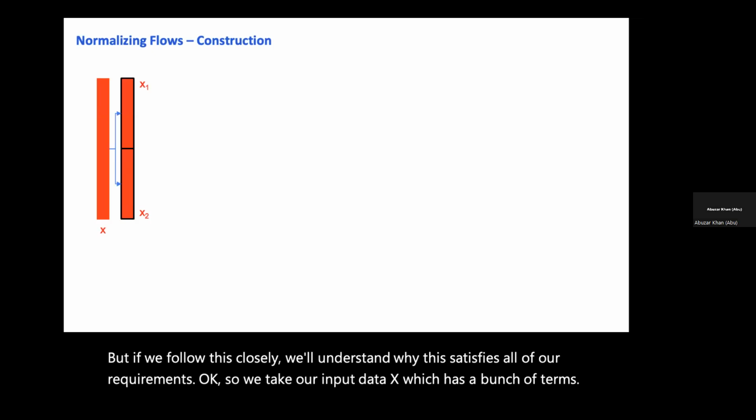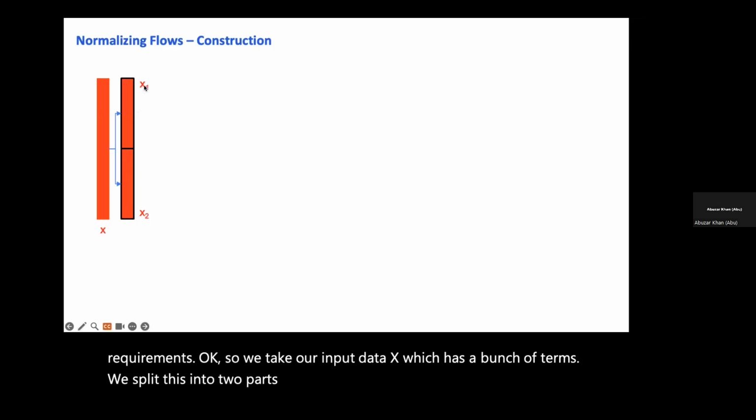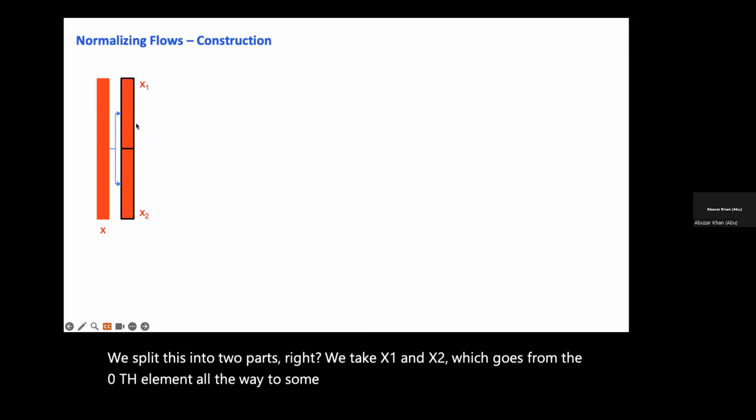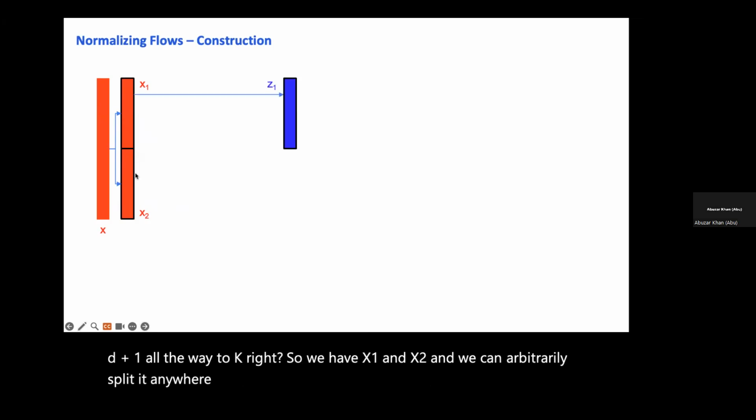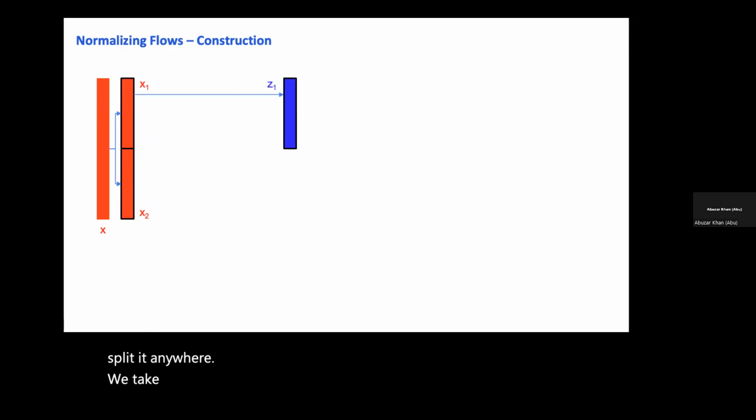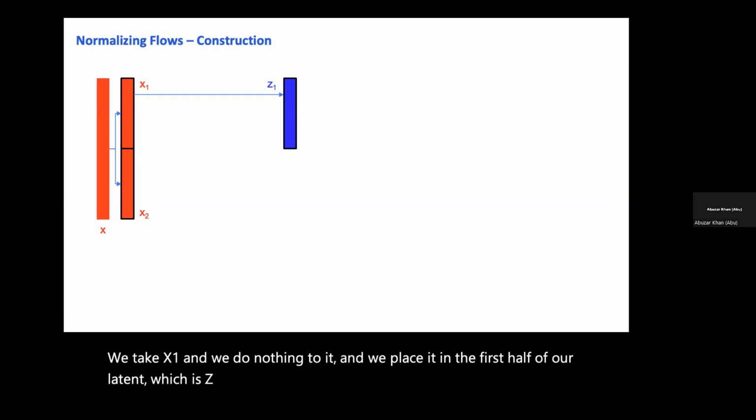We split this into two parts, right? We take x1 and x2. x1 goes from the 0th element all the way to some small d element, and x2 goes from d plus 1 all the way to k, right? So we have x1 and x2, and we can arbitrarily split it anywhere. We do nothing to x1, and we place it in the first half of our latent, which is z.